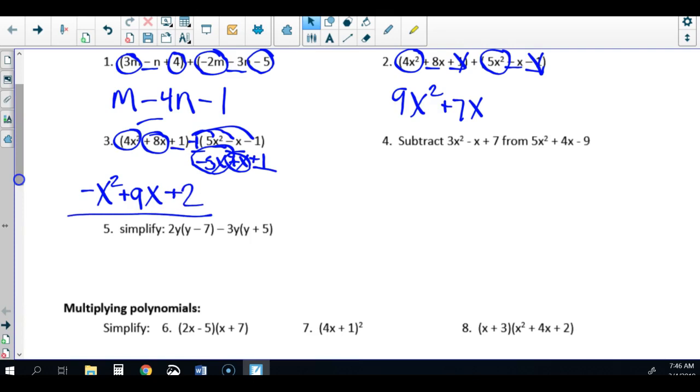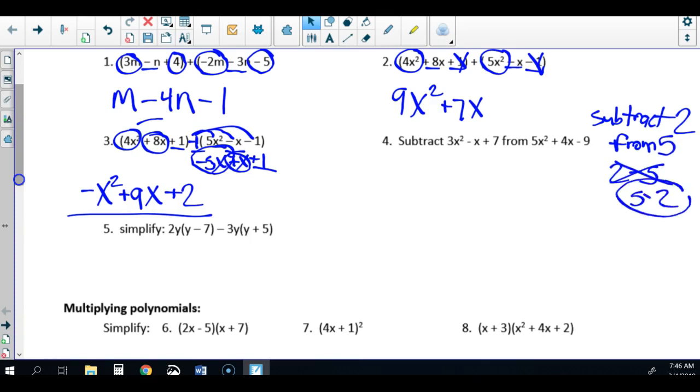Number 4, subtract 3x squared minus x plus 7 from 5x squared plus 4x minus 9. I will warn you, you will have a test question exactly like this. Make sure you understand the wording here. We're subtracting this from that. So if I told you to subtract 2 from 5, it's not 2 minus 5. It would be 5 minus 2. It kind of switches around. So we're subtracting this from that.